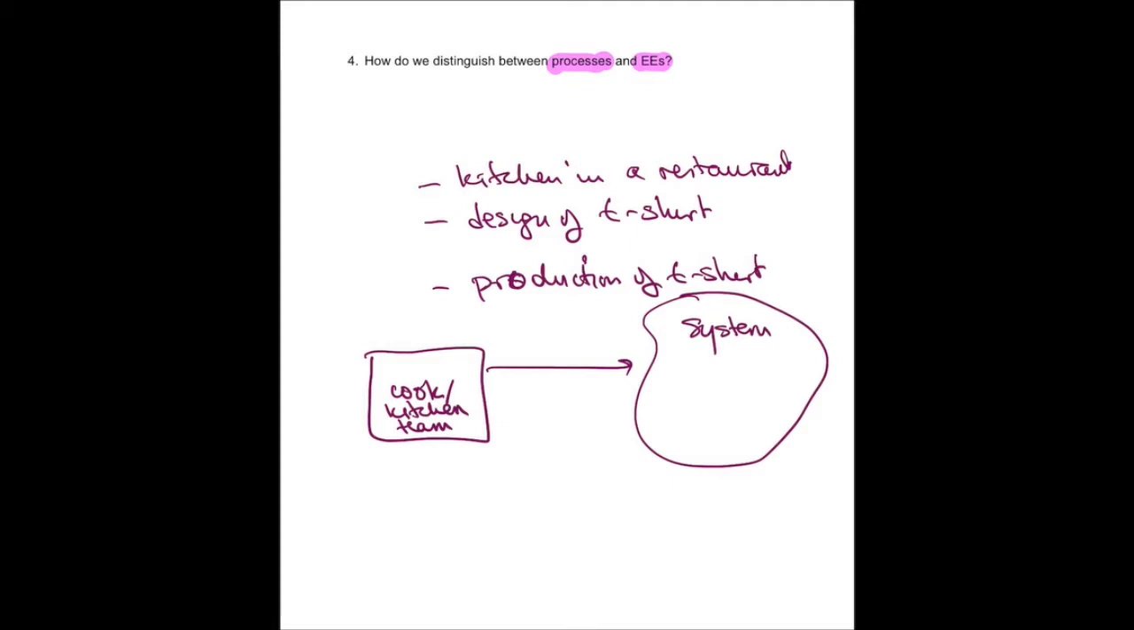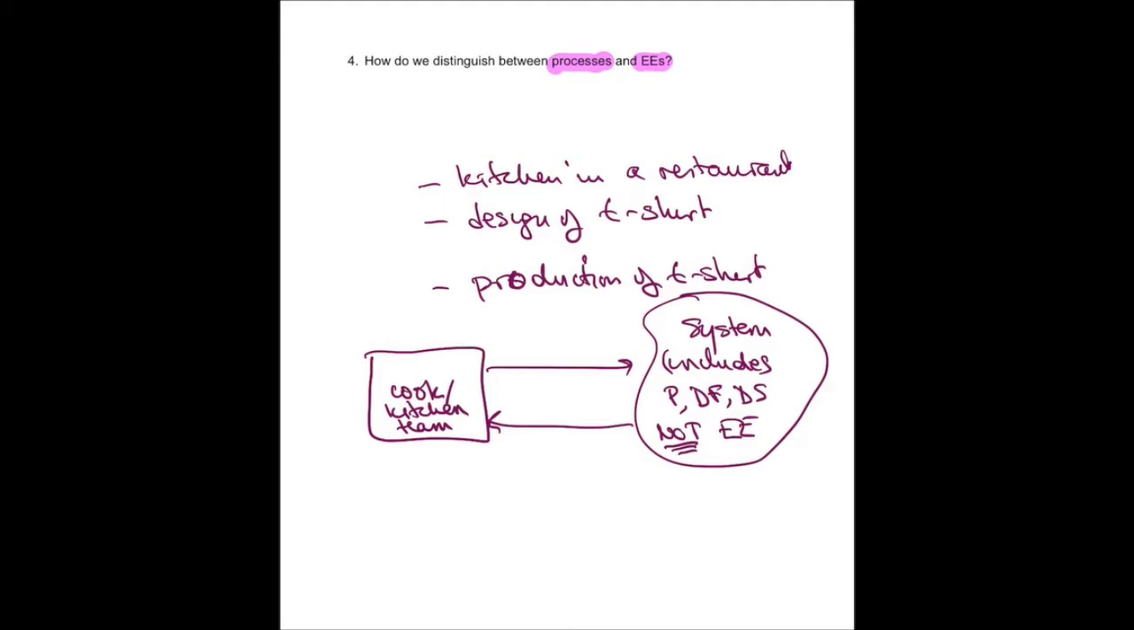The system includes processes, data flows, and data stores, but not external entities, right? And the system in return may interact with the kitchen team. They're going to send the order and they're going to receive the filled order. The same is true with the design of the t-shirt. There will be a design team here. The system sends and receives.